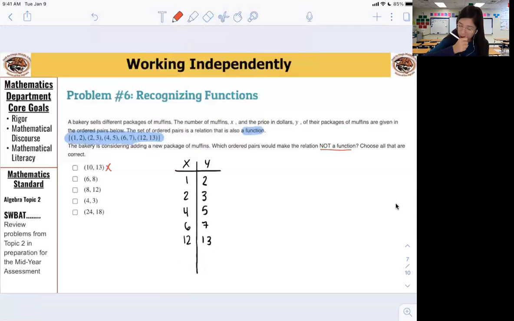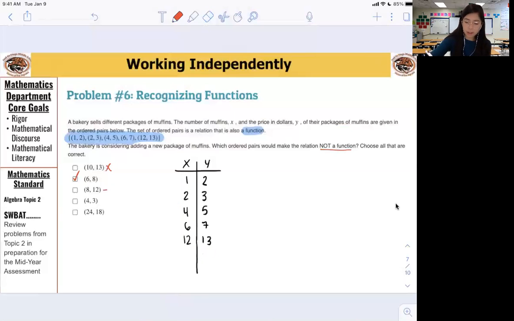What about (6, 8)? If I added that to my list, well, I would have 2 repeating x values. So this would no longer be a function, which means B is correct. Okay. What if I added (8, 12)? Adding that to the list, it still doesn't repeat anything. These are all still unique. There's no repetition, so that's not our answer.